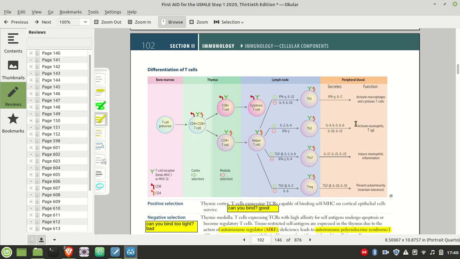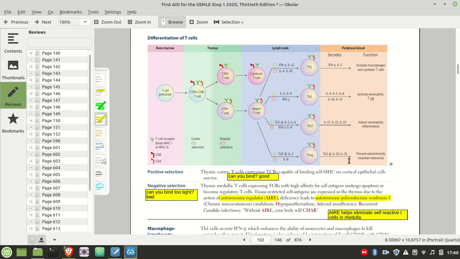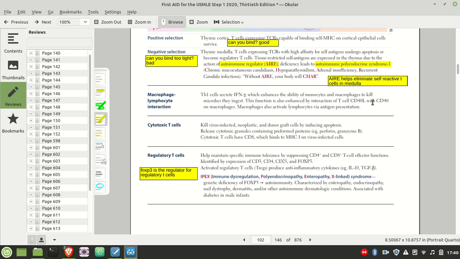Big thing, of course, for each: interferon gamma activates macrophages and cytotoxic T cells. That'll do it for you. TGF beta, big thing in autoimmunity. And we'll see more of this interleukin 17 as we go along. And of course, right here, you've got your eosinophils being activated here. What else are we missing?